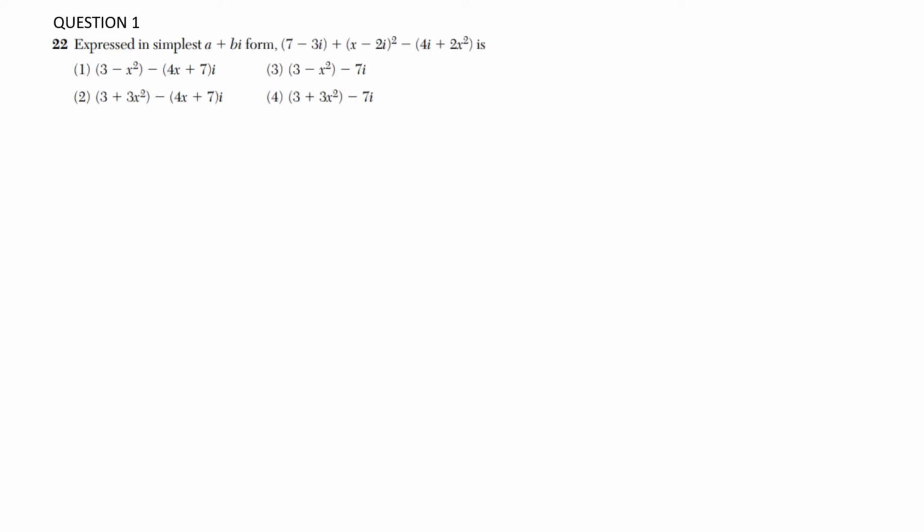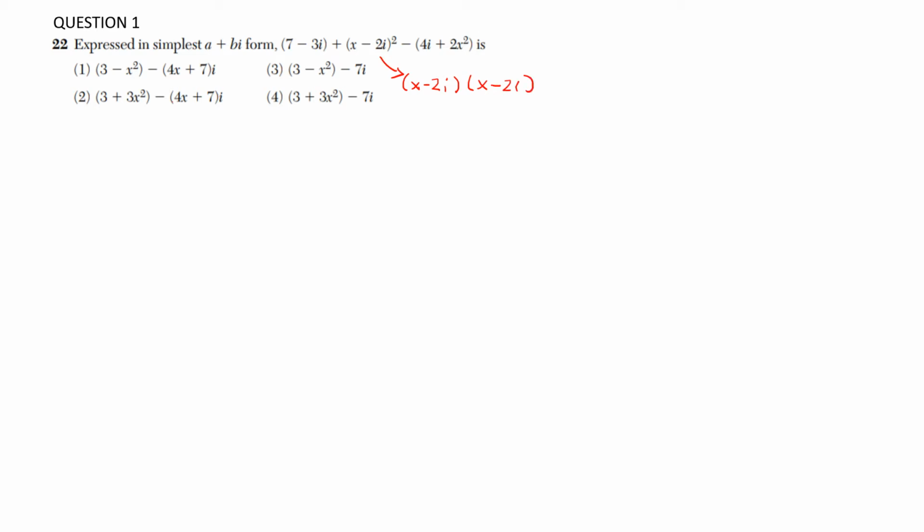Alright, so expressed in simplest a plus bi form, 7 minus 3i plus (x minus 2i) squared minus (4i plus 2x squared) is. So it seems like, looking at the answers, we have to first expand this out, then simplify to get into this a plus bi form. So let's take a closer look at this portion of the expression. It's (x minus 2i) squared. We know that that just means (x minus 2i) times (x minus 2i).